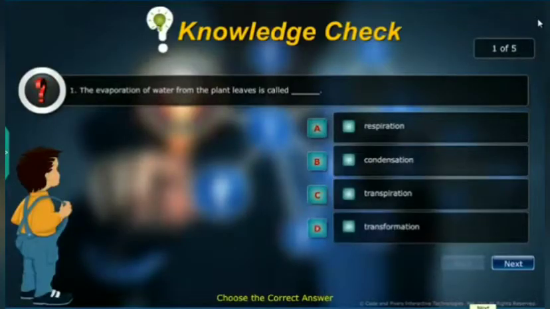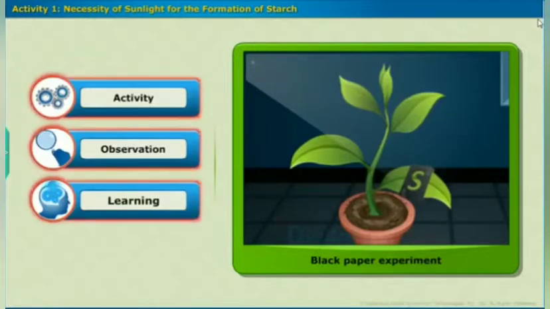Knowledge check. Here, let us perform an activity to learn about the need of sunlight in the formation of starch. Click each tab to know more.